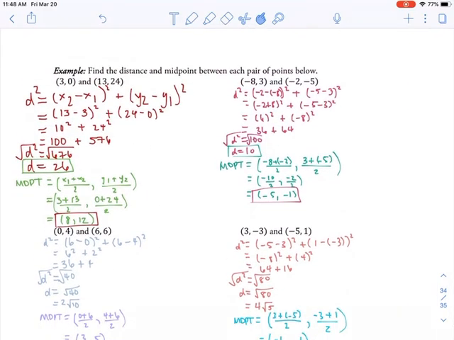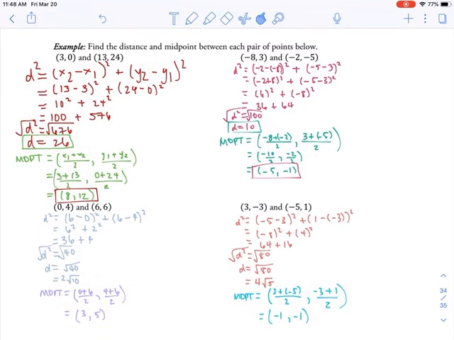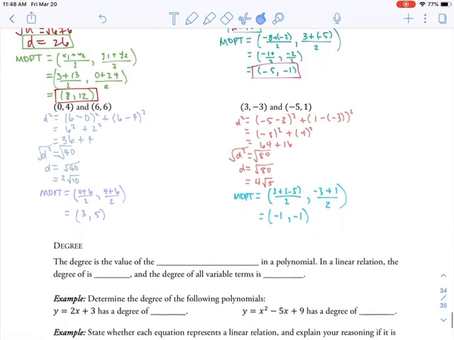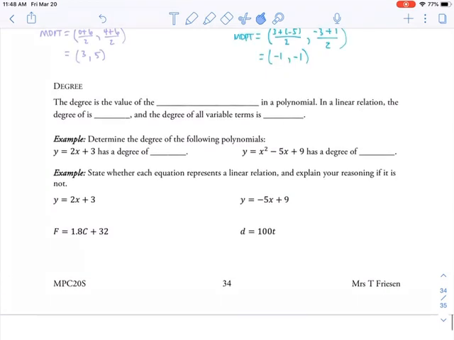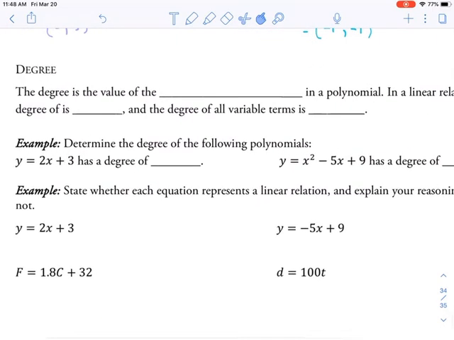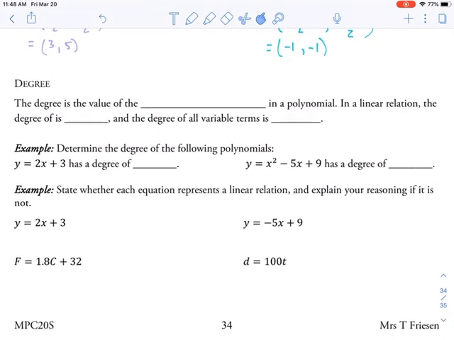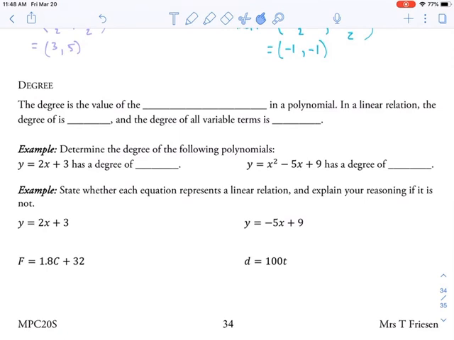That is a bunch of examples. Again, if you need any clarification, just text me on our chat thing. Okay. The last thing that we're going to look at is degree. So you may recall, again, in theory, I don't really know how your last year went, that the degree relates to the exponents in a polynomial, right?